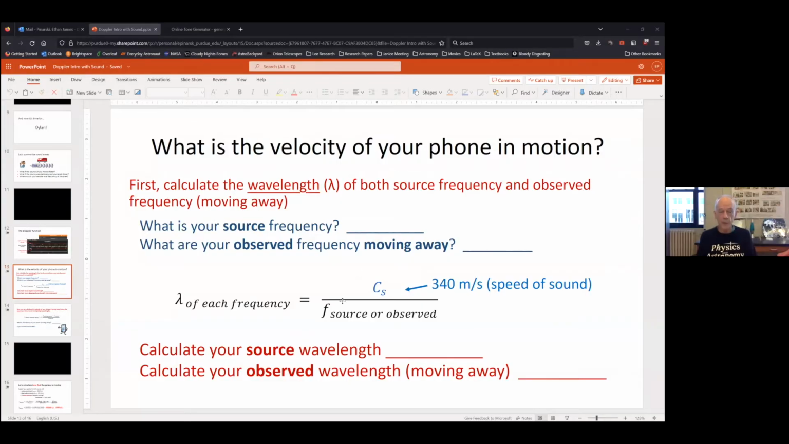The observed wavelength is equal to the speed of sound over the observed frequency. Okay, let's see what answers they get. So you all have your source frequency. For everybody, that's 1,000. Your frequency moving away should be something like 995, 990, 996, something a little less than 1,000. You're going to take those two numbers and use the equation below to calculate the wavelength.